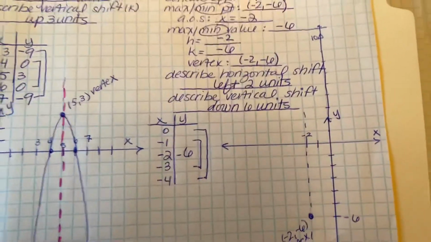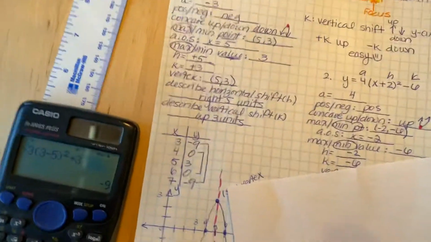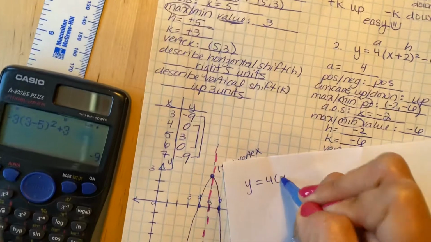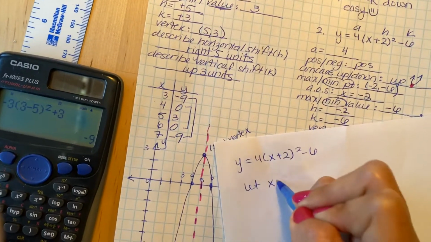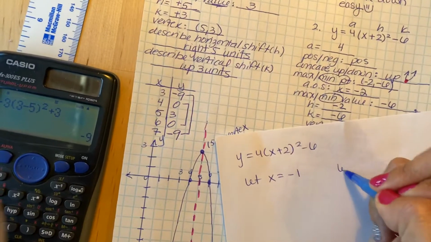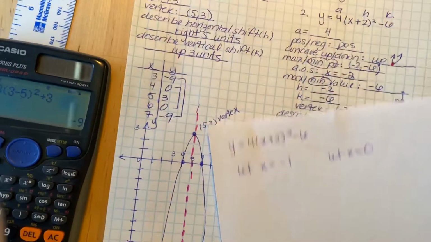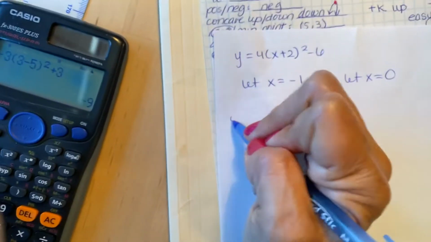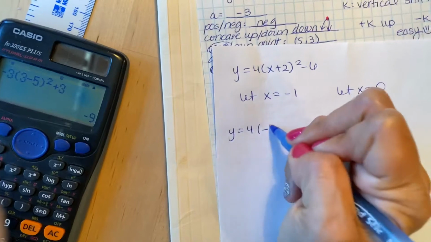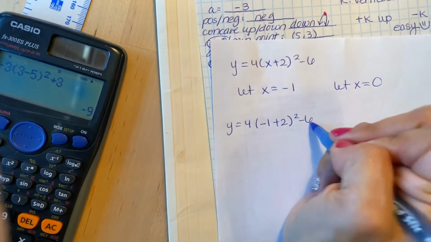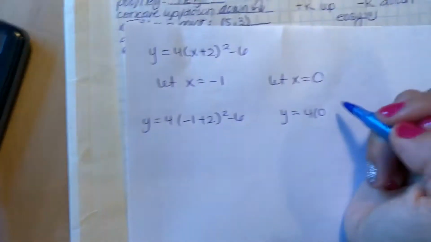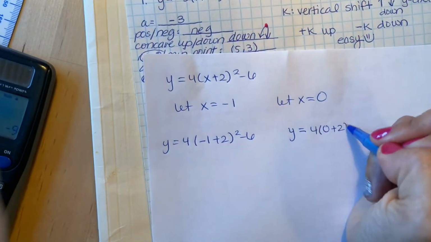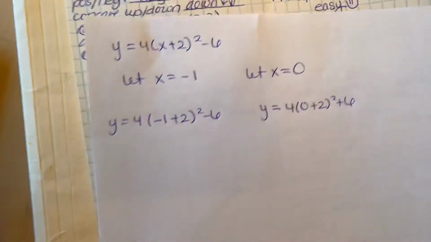Okay, so now it's our arithmetic time. Y is equal to 4, x plus 2 squared minus 6. So we're going to let x equal -1, and we're going to let x equal 0, I believe. -1, 0, yes. All right. So let's get this thing going. And remember, if you have a calculator and you believe in your skills, you can go ahead and just type it into the calculator. But I will still compute it by hand.